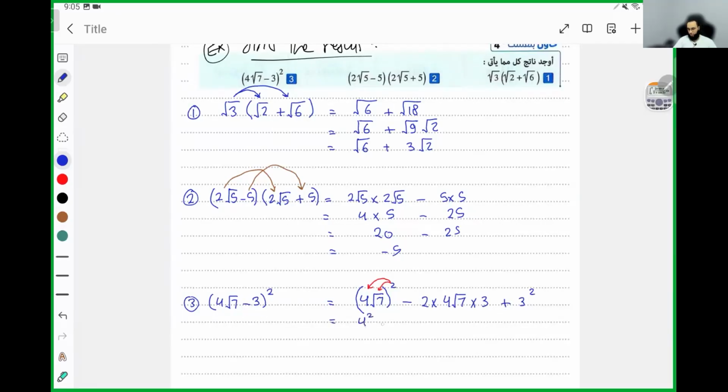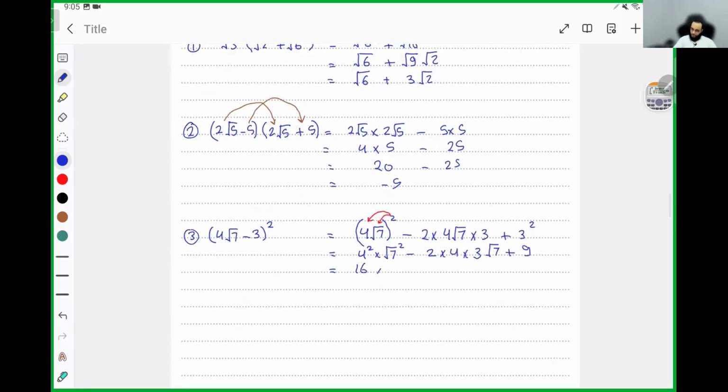This is 4 power of 2 times root 7 power of 2 minus 2 times 4 times 3, and this is the root 7, plus 9. This is 16 times 7. The second part deletes the root, minus 2 times 4, 8 times 3, 24, plus 9. 7 times 6, 42, 2 and carry up 4. 7 times 1, 7 plus 4 equals 11, minus 24 root 7, plus 9. 112 plus 9 was 121, minus 24 root 7.